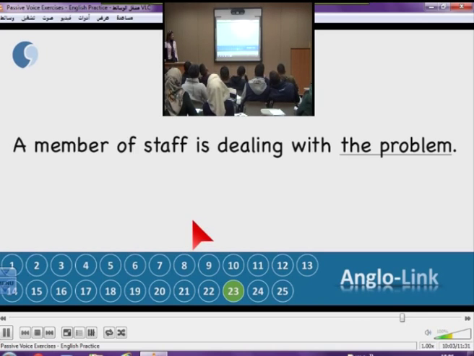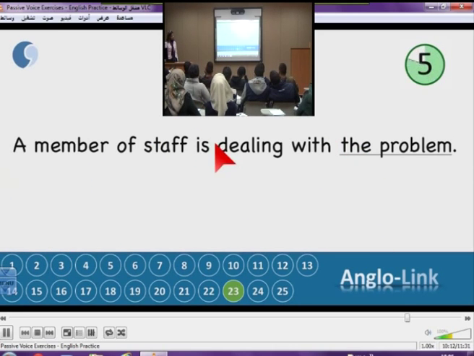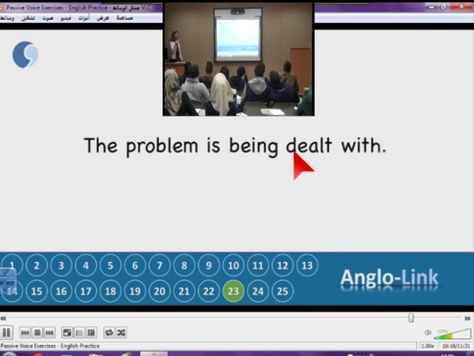Number 23. A member of staff is dealing with the problem. The problem is being dealt with. And usually the preposition is at the end of the sentence. The problem is being dealt with. Okay.